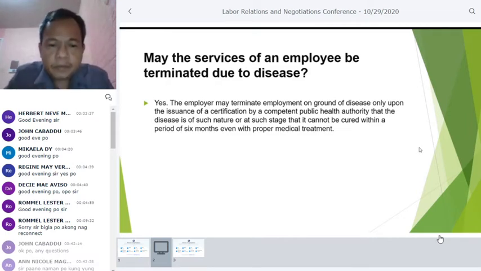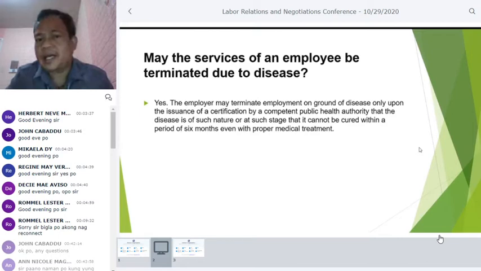So kung hindi kayang ma-cure, pagaling, ng mga gamot sa loob ng 6 na buwan, itong employee, then pwede siyang ma-terminate due to contraction of a disease, a communicable disease. Dapat communicable yung disease, ha? Ayun, yan. Sa panahon natin, during this period, global pandemic tayo, COVID-19.